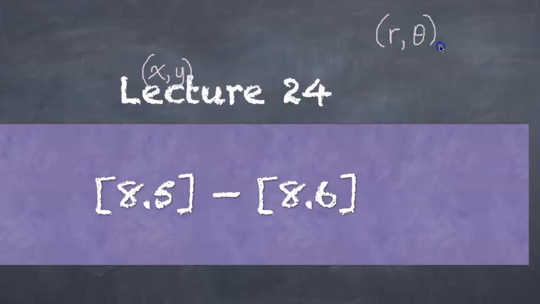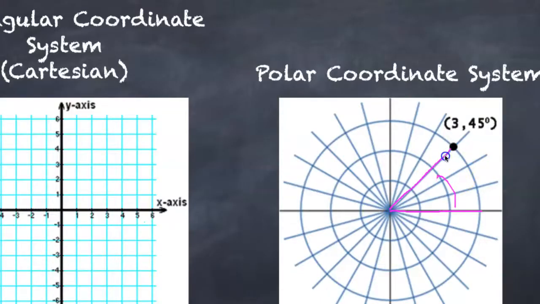R represents the radius, and theta is the degrees, or radians, of the position of the point. So here, for instance, 3 comma 45 degrees, from the positive x-axis to this point right here, we see that we have a 45-degree angle. So that's the meaning of the second coordinate of the polar coordinate system. That's your theta. So here's your r comma theta.